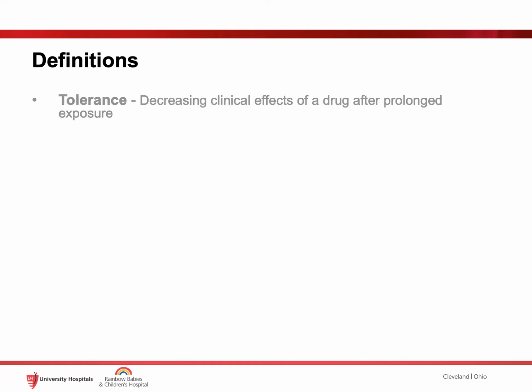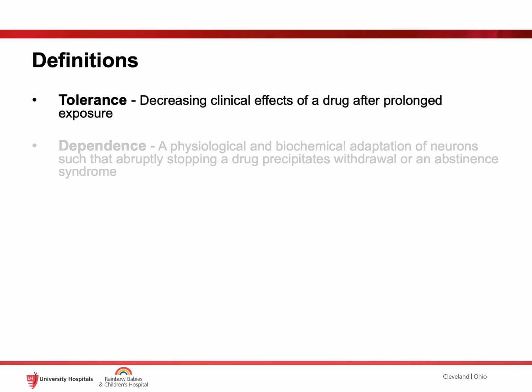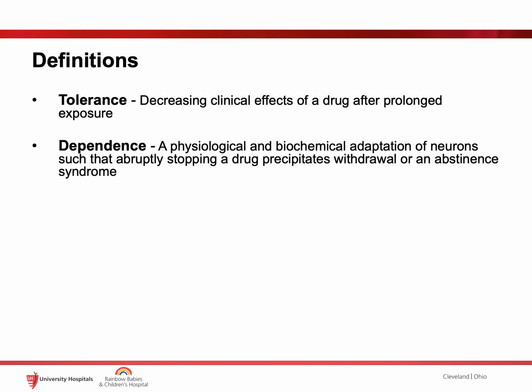So some definitions to review are going to be: tolerance is when patients have been on an opioid, for example, for a prolonged period of time, and because of that exposure have increased their tolerance, meaning that they're going to need more medication to get the same effect that they were getting in relation to pain control. Dependence is when you've been on an opioid and sometimes a benzodiazepine for 5 to 7 days. The body can become physiologically dependent to that medication.